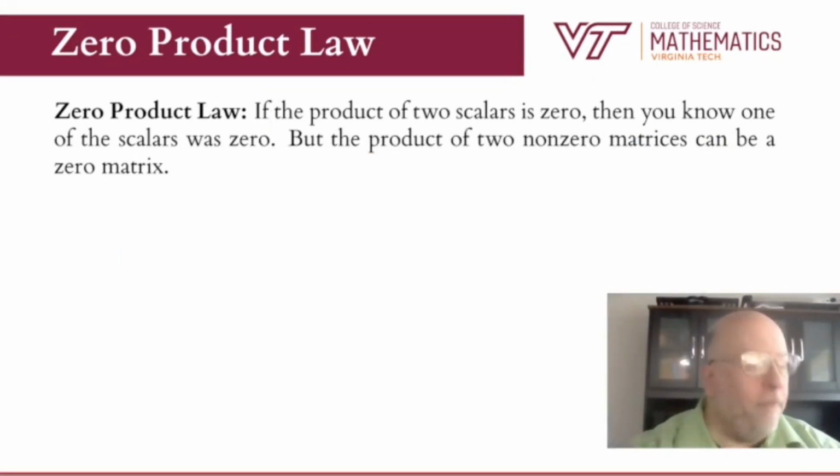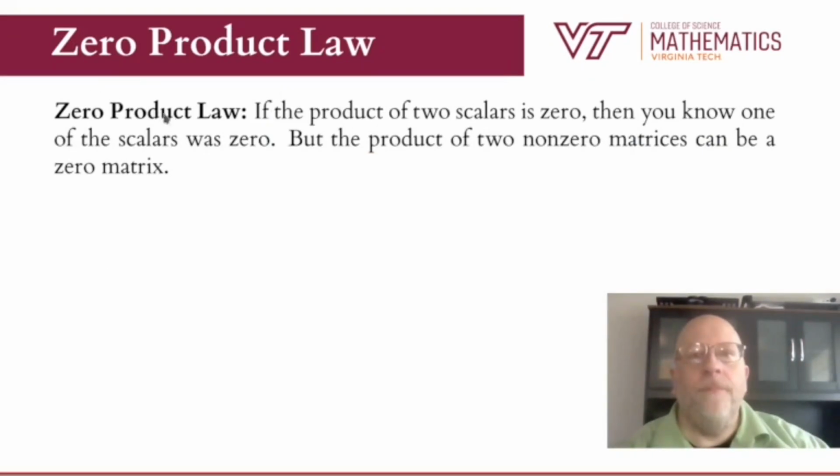All right. Here's another word of caution. If the product of two scalars is 0, you know one of the scalars is 0. But the product of two non-zero matrices can be a zero matrix. We don't often use the name of this law before, but you use it in calculus class all the time. Let me give you an example.